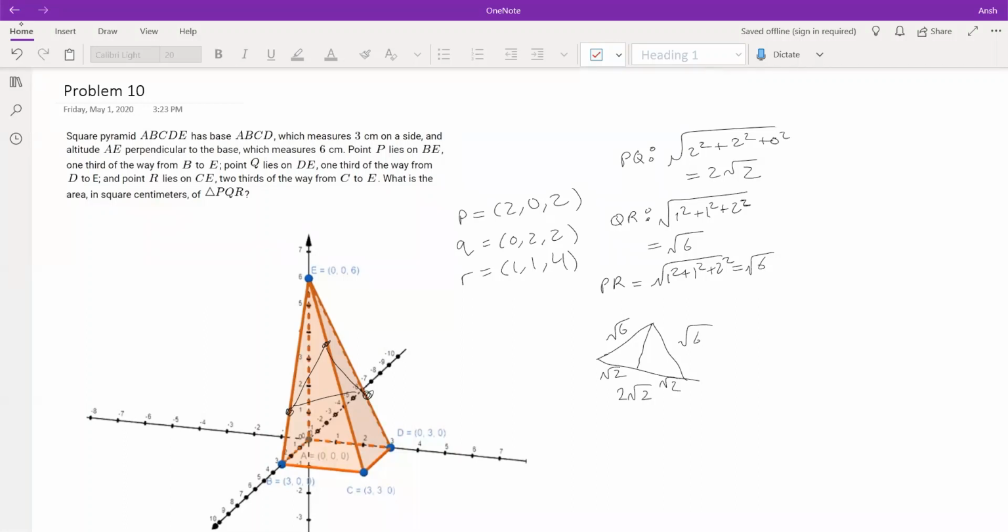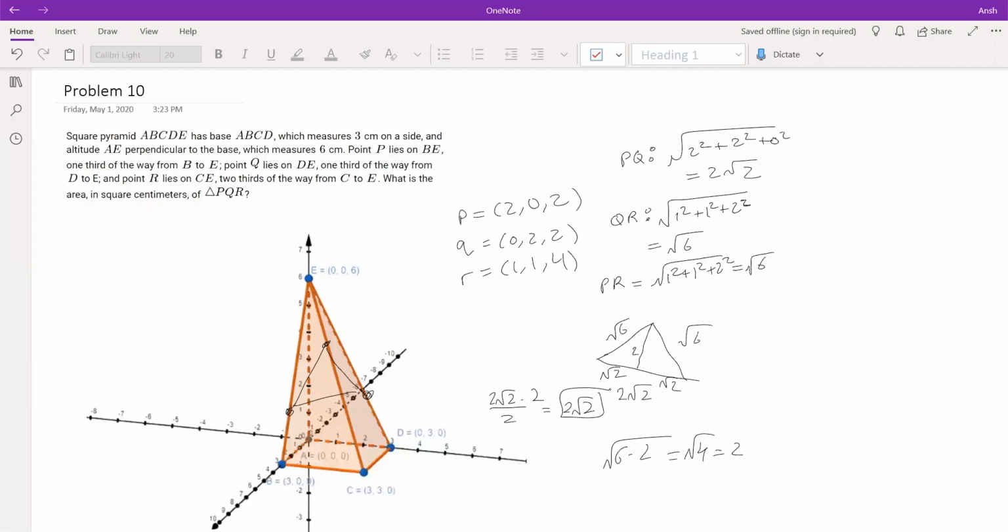Yeah, exactly. As James said, the way to find the height now would just be to use the Pythagorean theorem. Since we know one of the bases is √2 and the hypotenuse is √6, the height is just the square root of 6 minus 2, which equals the square root of 4, which equals 2. And since we know the base of the triangle and the height, the last step is simply multiplying it out. 2√2 times 2 divided by 2 equals 2√2 as our final area for that triangle.